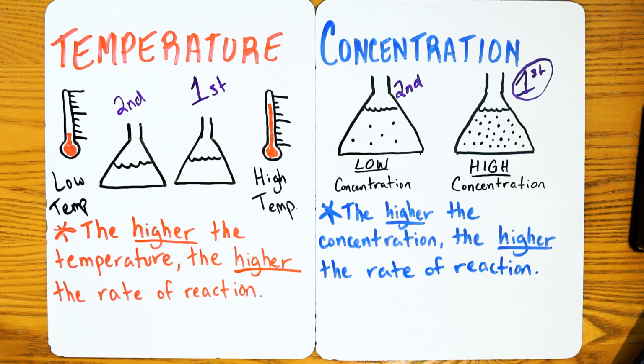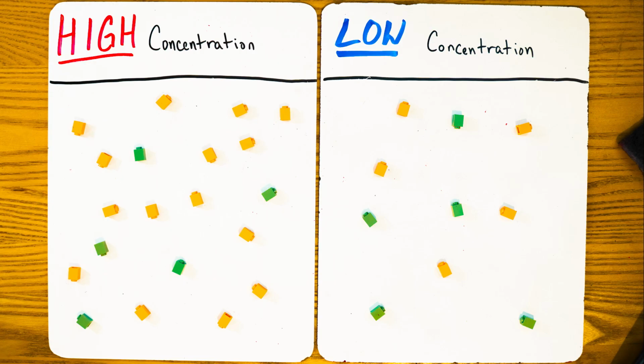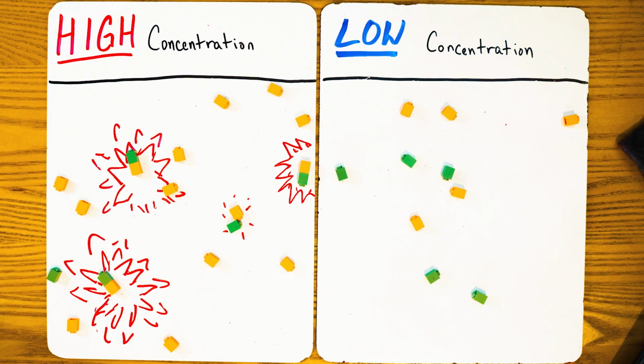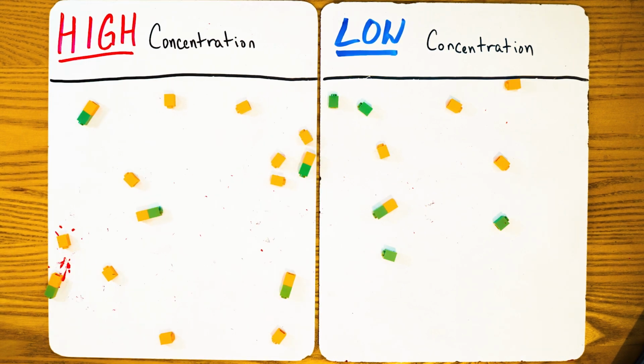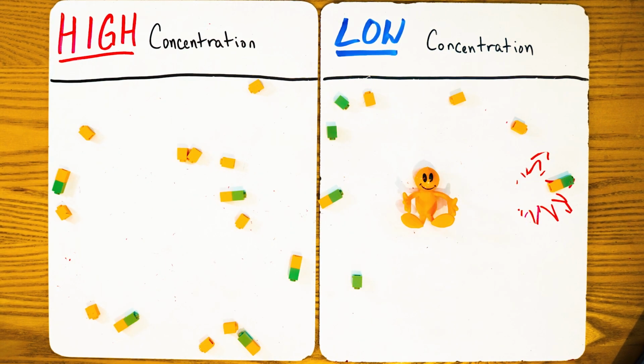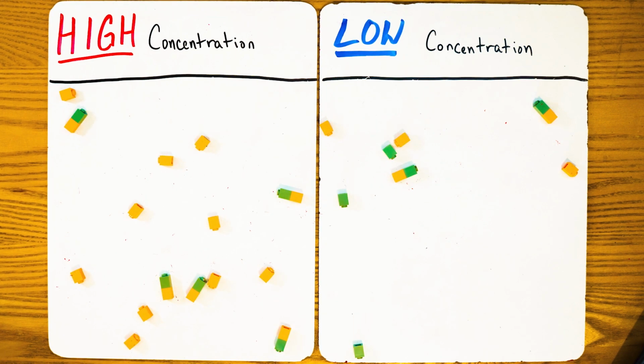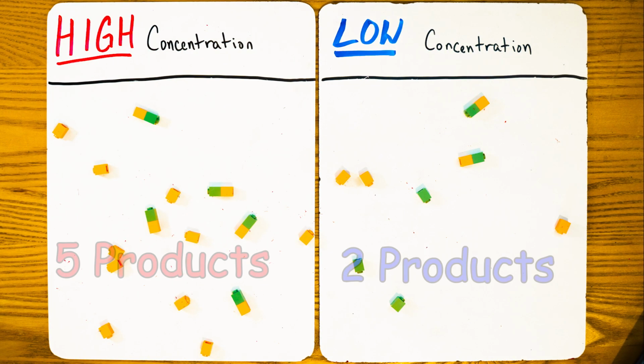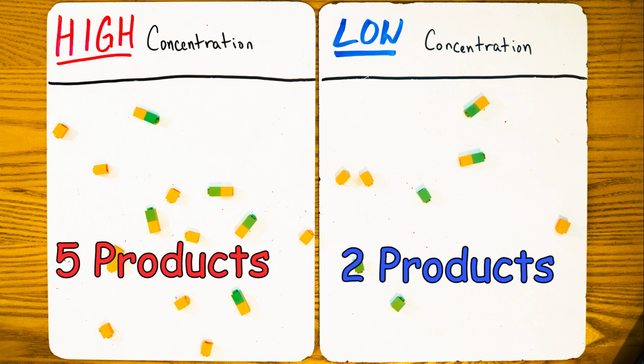But why does this happen? At higher concentrations, there are more reactant particles in the same amount of space, so it's much more crowded. In this animation, there are many more orange particles on the left side than the right side. This leads to more collisions, which lead to more reactions. As you can see, more products will form on the left side in the same amount of time. So again, more collisions lead to a faster overall reaction.